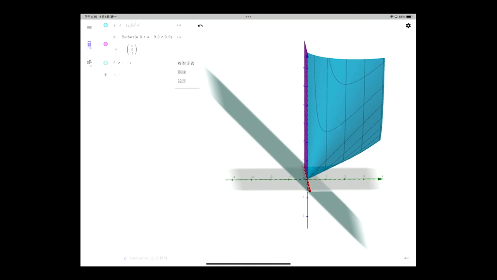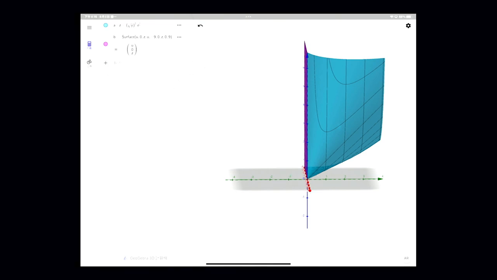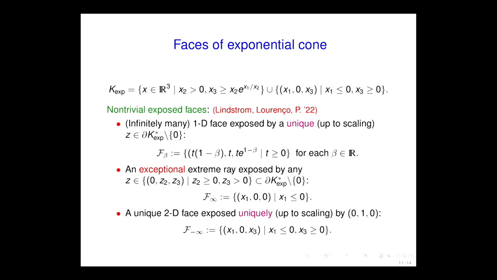So, let me delete this. Okay, so let me quickly summarize. These are the non-trivial exposed faces of the exponential cone. There are also two trivial faces, which are the exponential cone itself and also the vertex, the origin. And we have just seen all this. These are the one-dimensional rays along the blue curved surface. This is a negative red axis. This is the two-dimensional purple plane that is standing.